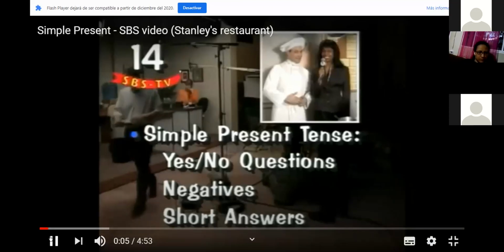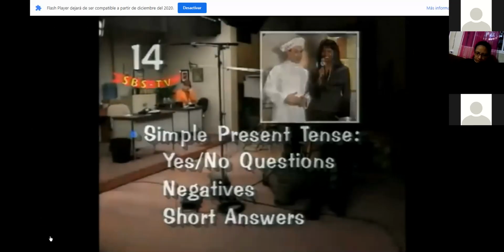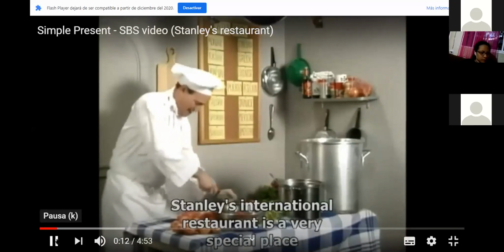Eating side by side. Stanley's International Restaurant.